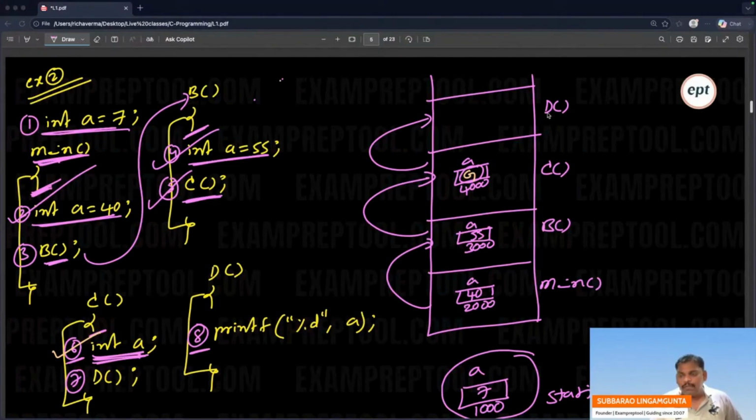No. In the D function, you are printing A. Is any variable name called A? No, not there. So no one is there. No one is there. How can you say print A? From where has this A come? You are in the D function. You are simply saying print A. But there is no A in the D function. Can you see this? There is no A in the D function. Then how can you print someone who is not available?